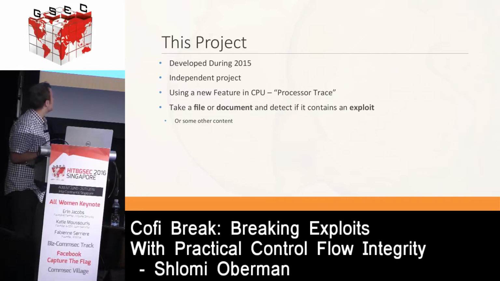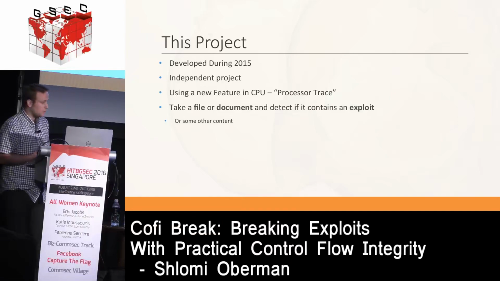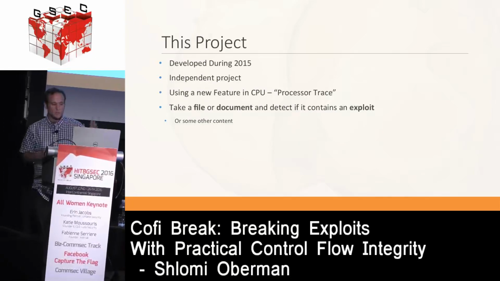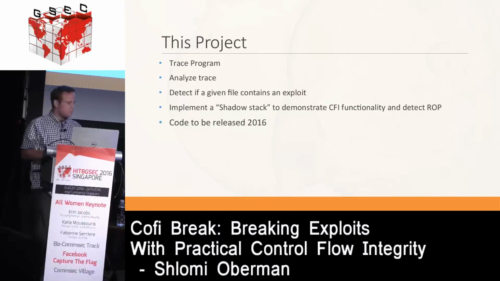So a little bit about the project itself: developed independently, not affiliated with or sponsored by any specific company, using a modern feature that exists in new CPUs called processor trace. The overarching idea is taking a document and detecting if it contains an exploit, a document or some kind of other content such as a Flash applet or any type of content that can be parsed by an application. Very simply, what we do is we trace a program, we analyze the trace, and we detect if the file contains an exploit. When I say trace a program, I mean we take, for example, Adobe PDF Reader, we give it a PDF, we perform a trace, and then we can analyze this trace and detect exploits.